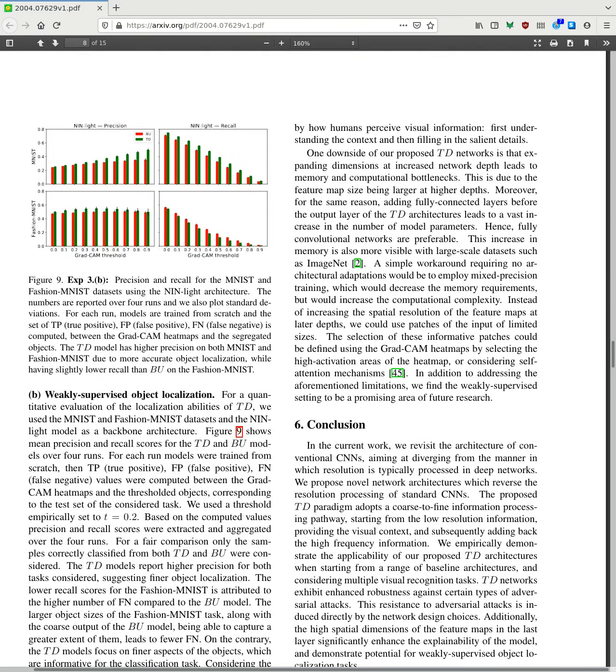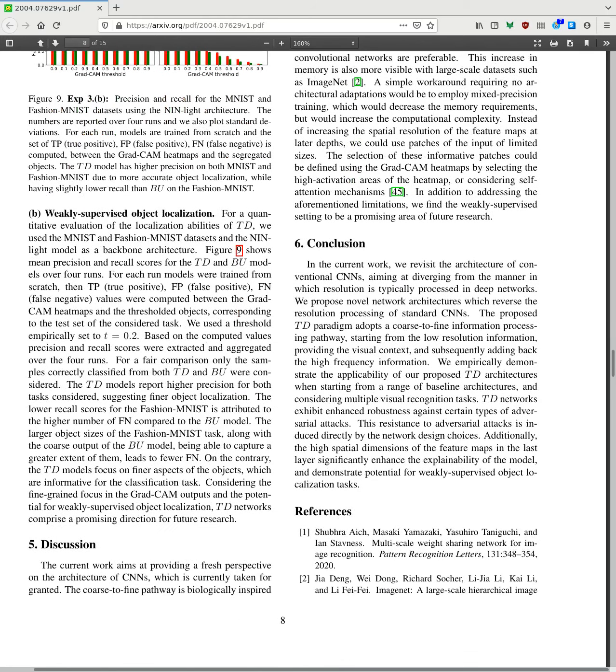Okay, so conclusion. In the current work, we revisit the architecture of conventional CNNs, aiming at diverging from the manner in which resolution is typically processed in deep neural networks. We propose novel network architectures which reverse the resolution processing of standard CNNs. The proposed TD paradigm adopts a coarse-to-fine information processing pathway, starting from raw resolution information, providing the visual context, and subsequently adding back the high frequency information.